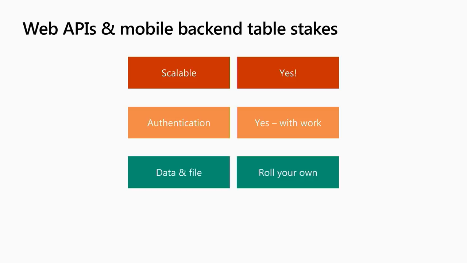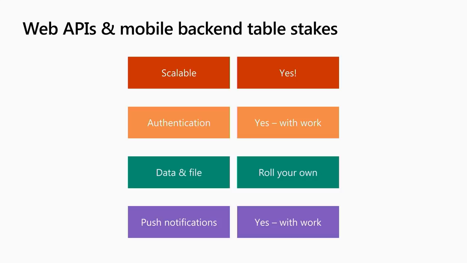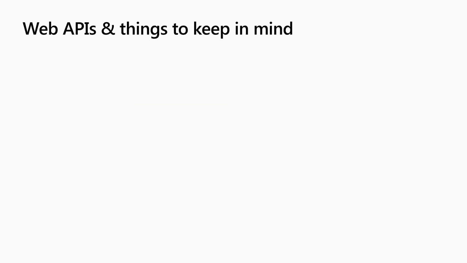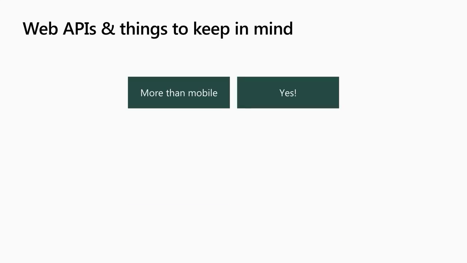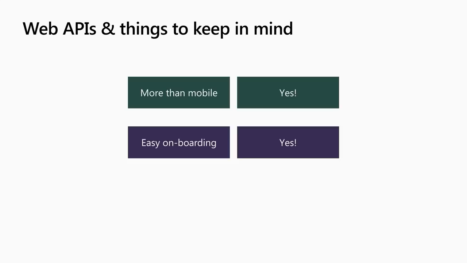Data in file. It's not too bad to actually talk. I was talking to Cosmos DB, I was talking to SQL Server. It's not too bad, but you are rolling your own essentially. And then back to push notifications, yes, with work for the table stakes. Then the things to keep in mind with the web APIs. More than mobile? Yes. Just have to think of it that way. But these are just web APIs. These are REST services. Easy onboarding.